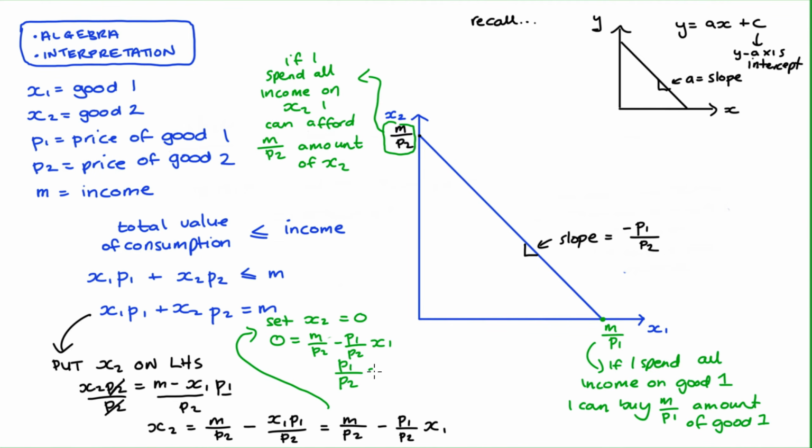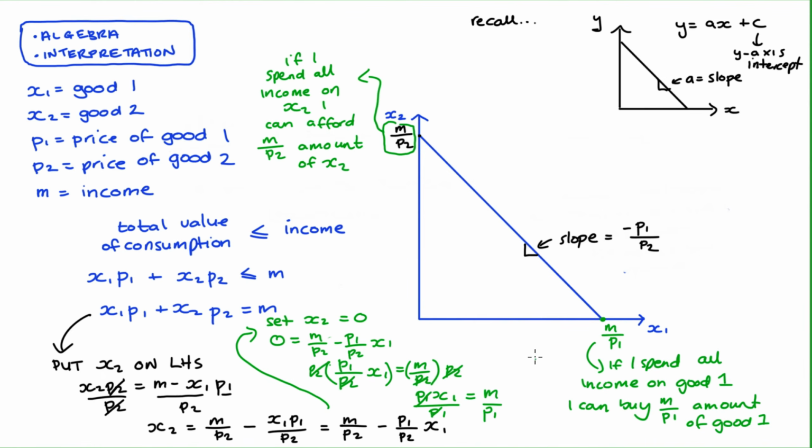Now in order to solve for x1, we can add p1 over p2 times x1 to both sides, and we get p1 over p2 times x1 is equal to m divided by p2. We can then multiply both sides by p2 and cancel out those denominators, and we're left with p1 times x1 is equal to m. Now divide both sides by p1 and we get x1 is equal to m divided by p1. So we get the expected value m over p1 for that intercept value.